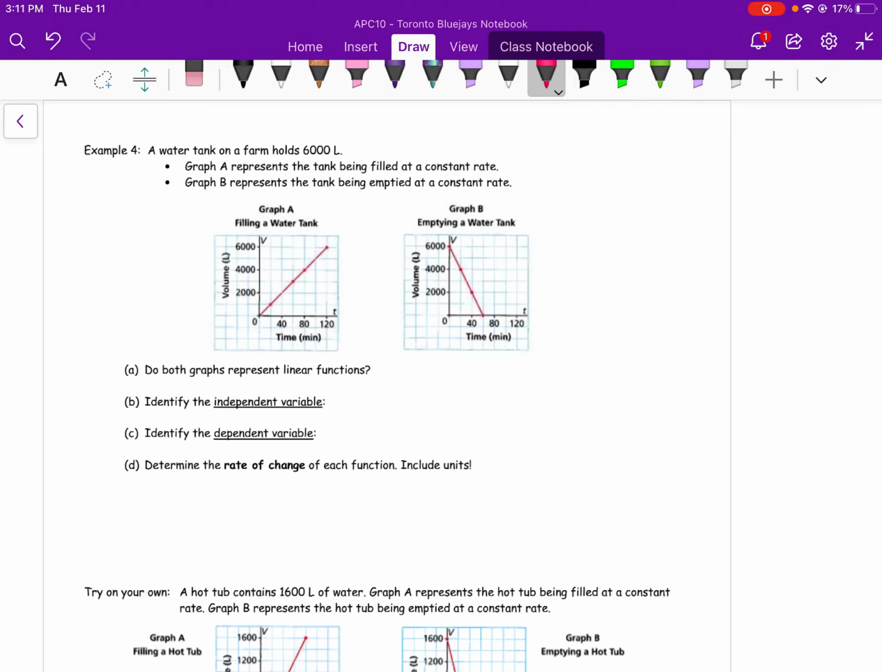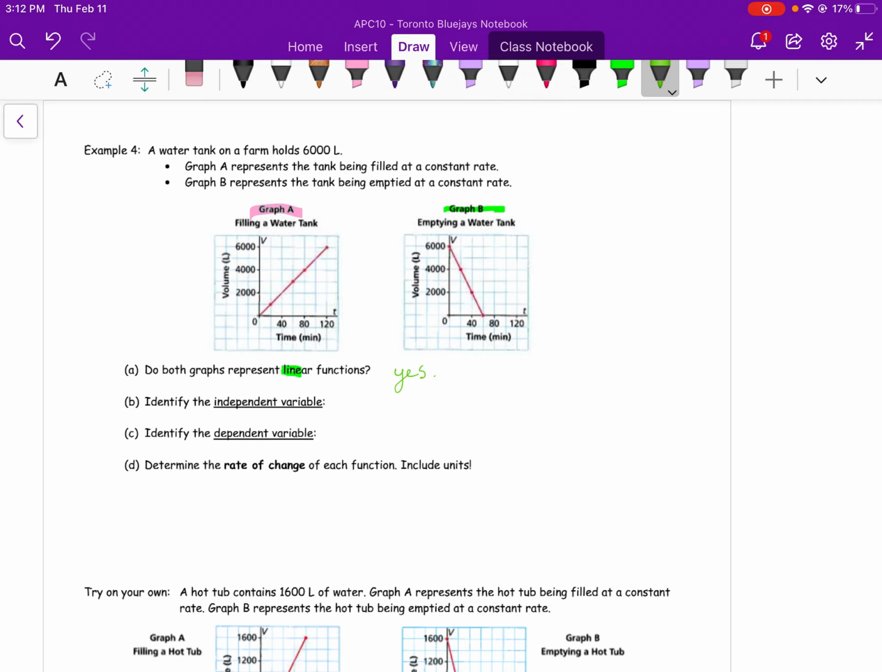A water tank on a farm holds 6,000 liters. Graph A represents the tank being filled up at a constant rate. Graph B represents the tank being emptied at a constant rate. Do both graphs represent linear relations? Do they form lines? Now, it's a linear function, so they have to form a line that passes the vertical line test. And obviously, I think that both of these are lines.